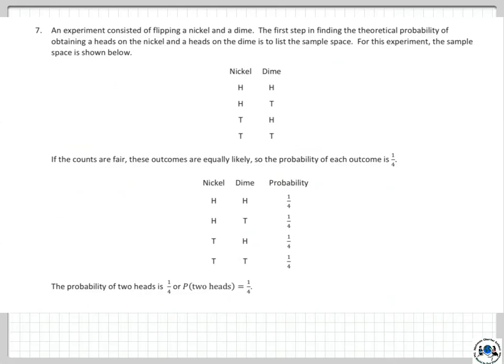Okay, so now we have an experiment, flipping a nickel and a dime. All right, so the first step in finding theoretical probability of obtaining a heads on a nickel and a heads on a dime is to list the sample space. Okay, and here's a piece of vocabulary. I think we've talked about it before. For this experiment, the sample space is shown below. And you can see right there what the sample space is. It is actually all of the possibilities.